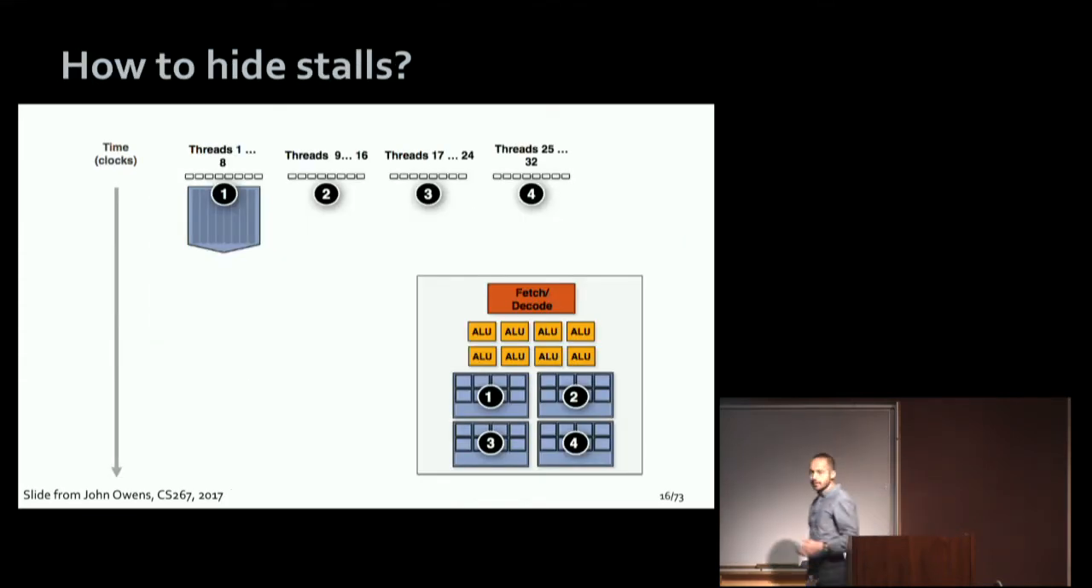Now, what if they hit a cache miss? What happens if I need to run my program on data and I don't have the data? What idea would you use to hide that overhead? Does anybody have a guess? Switch. Yeah, exactly. So I can switch.